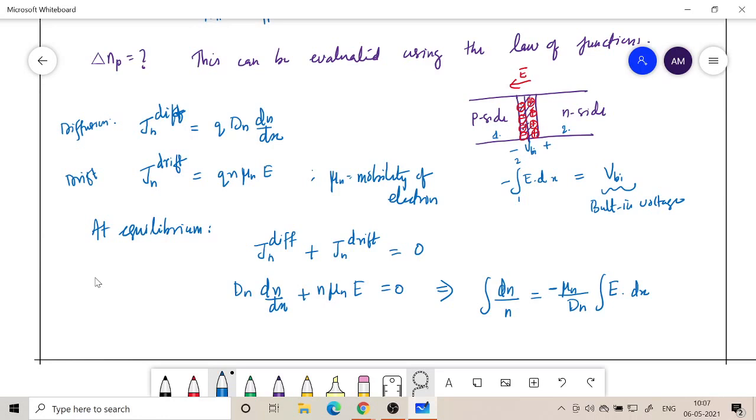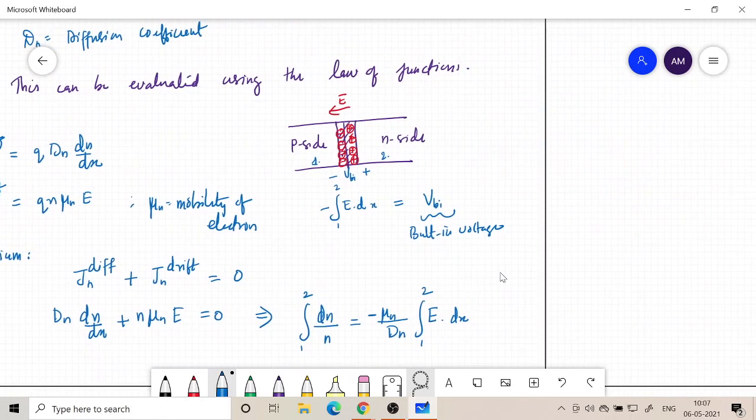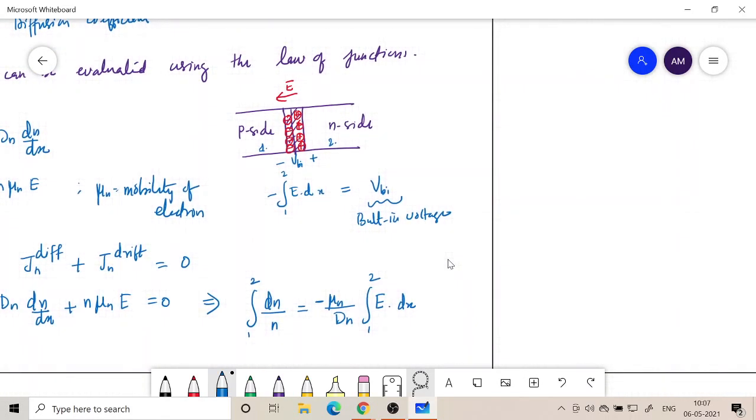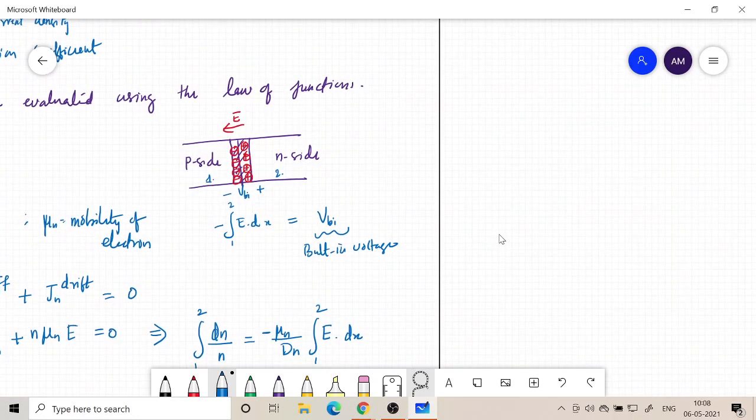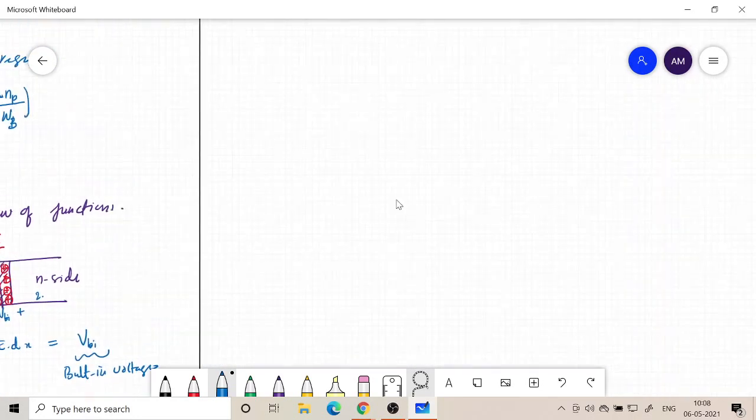So I'm going to separate them and integrate them from 1 to 2. Okay, so I rearranged this equation. I wrote the equilibrium condition and then rearranged it, and I'm going to integrate it from 1 to 2, because the integral I have written here is what I call the potential. Okay, so I'm going to substitute for the potential.